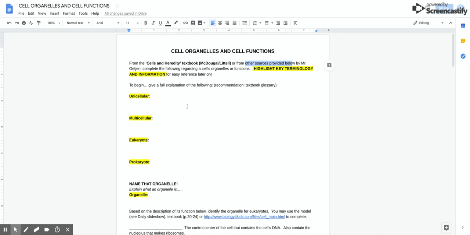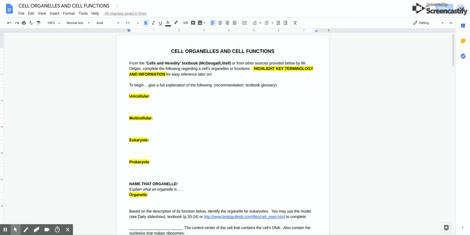and able. One important point to make is that as you are completing this assignment, it would be a good idea to highlight key terminology and information that you feel will be beneficial for your assignment.